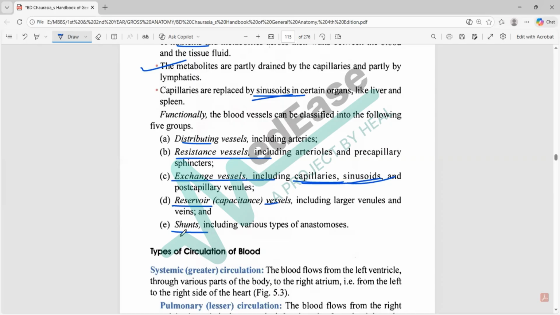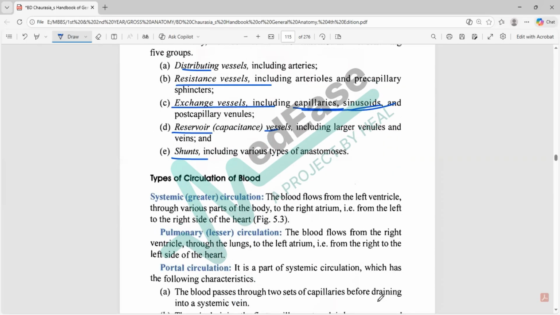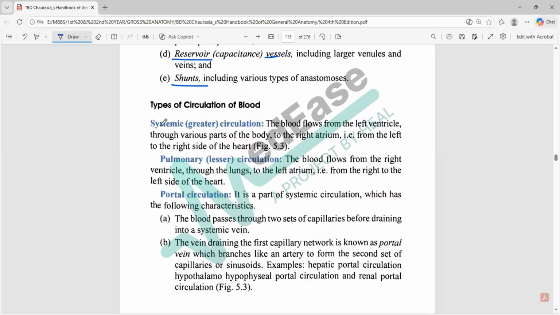Then we have the shunts. Shunts are mainly the anastomosis or the communication between the two. We need to remember there are two main types of circulations. We have the systemic circulation and the pulmonary circulation, which are the two major divisions. Another main division which we see is the portal circulation, which is the part of the systemic circulation which carries the blood from the GIT organs towards the liver mainly.